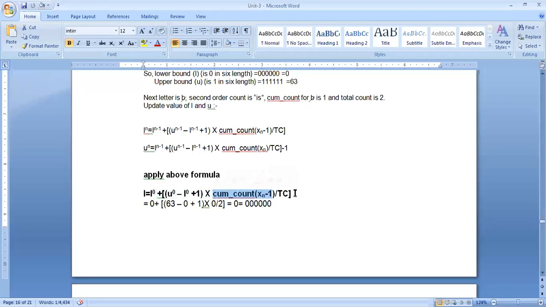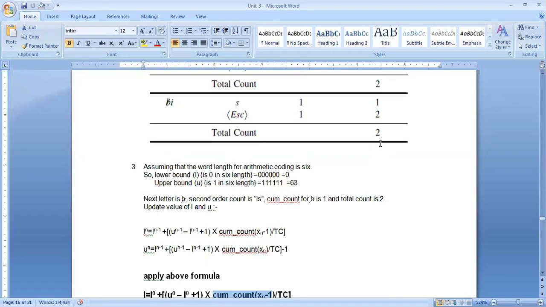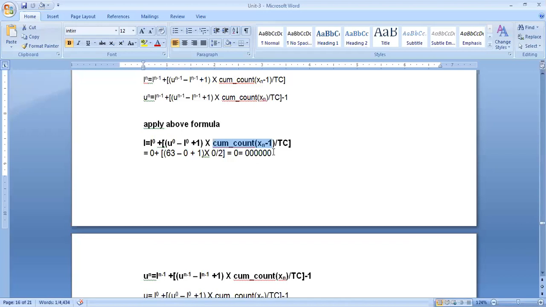And divided by total count, what is the total count of B cross? Total count of B cross is 2. So 0 divided by 2, and the whole thing will be converted into 0. This one is 0, and conversion of this 0 into 6-bit format means we can represent it as 6 zeros, or 6 times 0. So this is the lower bound for the next order.